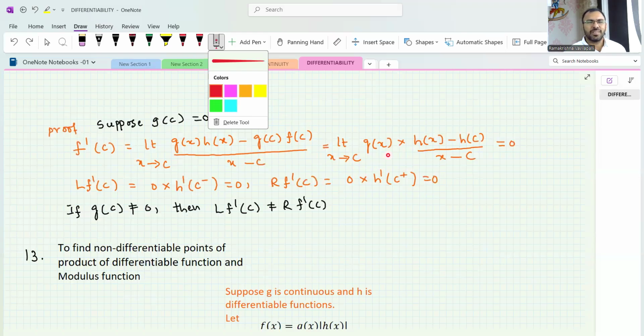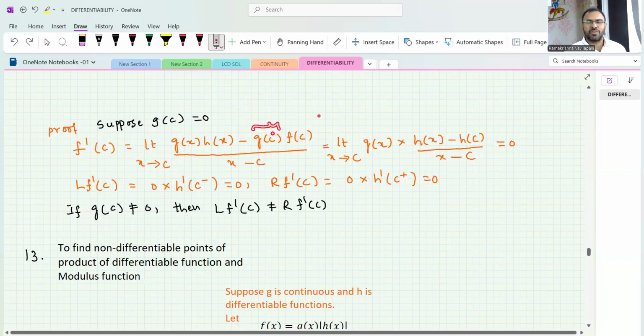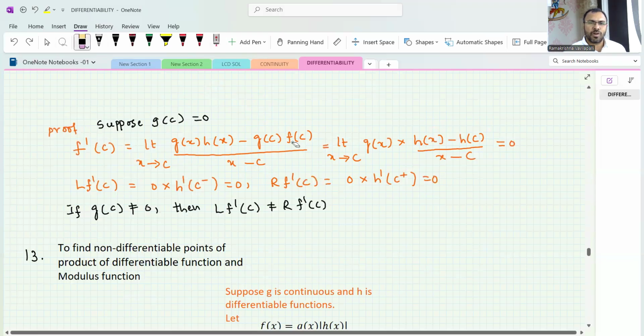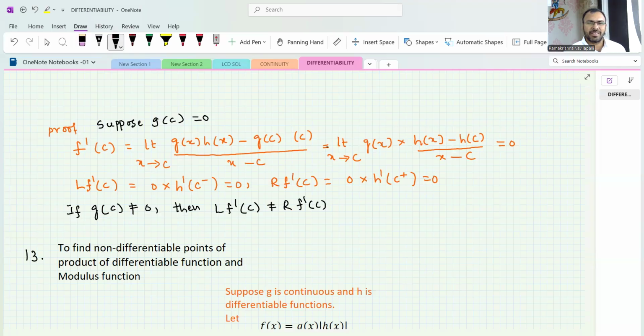Anyway, g of c is 0, so that becomes 0. So we got g of x into h of x by x minus c. Anyway, h of c is equal to 0. Here I made a small mistake, I'll correct it. This is h, and this is 0. So therefore, this entire product becomes 0.